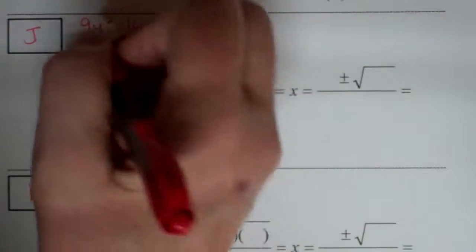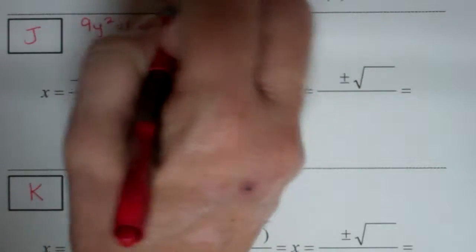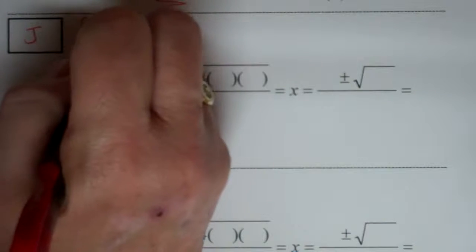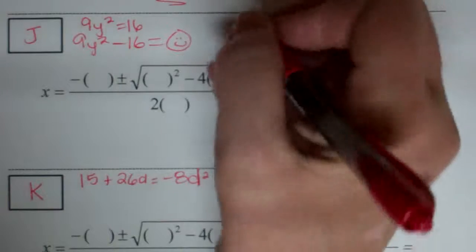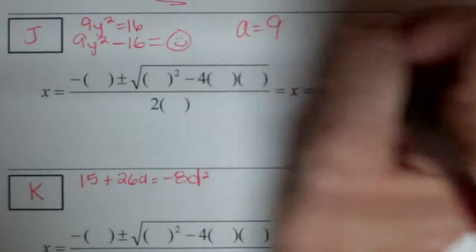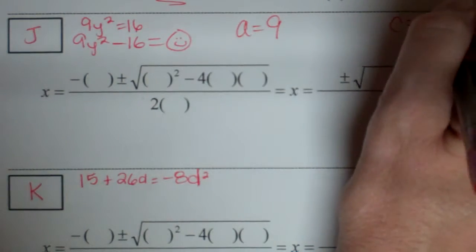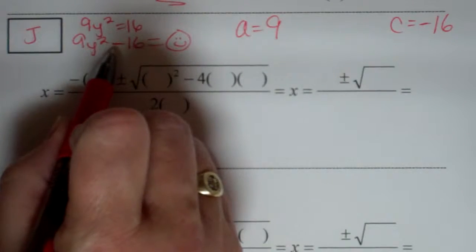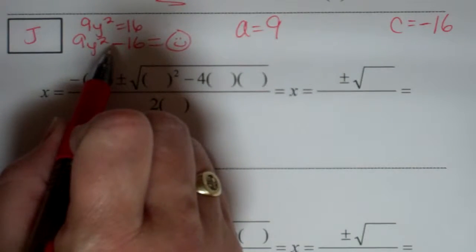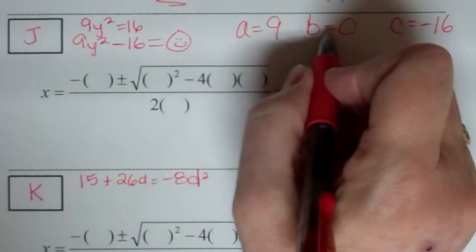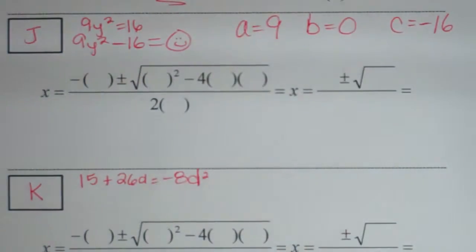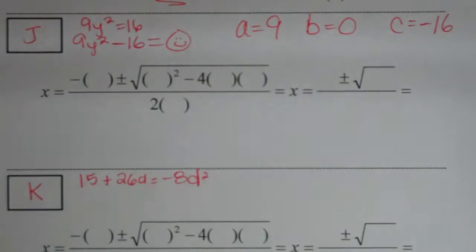Alright, folks. No 16 over here. We need 0. He's our hero. So 9y squared minus 16 equals 0. A is equal to 9. C is equal to negative 16. Where's the y? There isn't one. So B must be 0. B can be 0, C can be 0. If A was 0, it's not a quadratic equation and we wouldn't be doing this.